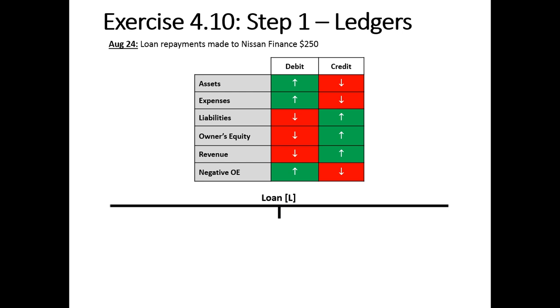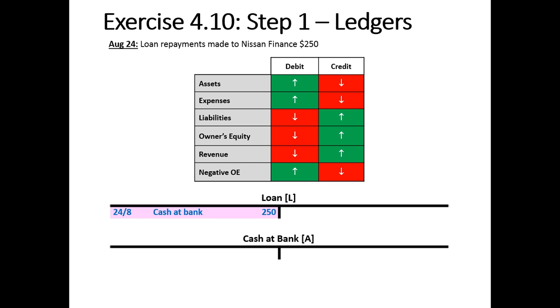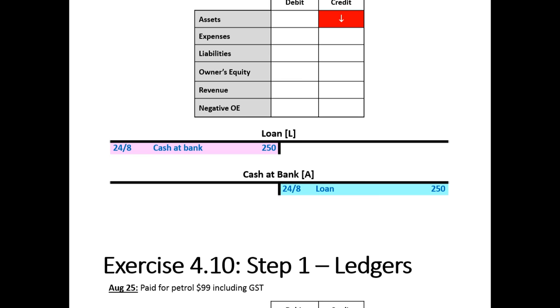August 24th, made a loan repayment to Nissan Finance $250. That reduces our loan liability. Loans go down because they're liabilities, they decrease on the debit side. And we've had to do this by paying cash, so that'll decrease our cash asset on the credit side.